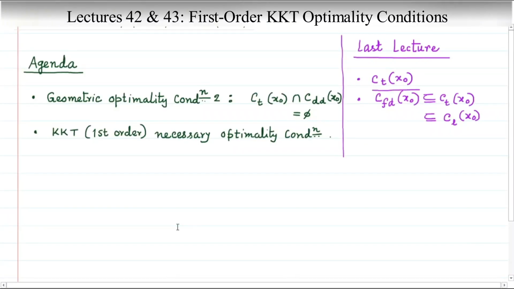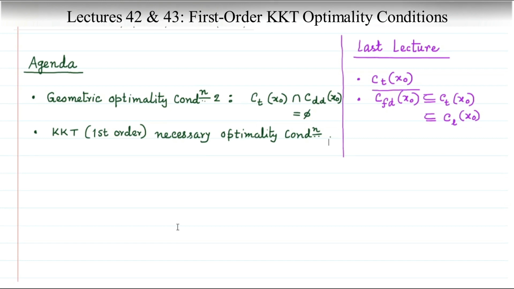In this lecture, we are going to talk about one of the most used optimality conditions, that is the Karush-Kuhn-Tucker optimality condition for constraint optimization problems. I welcome you to this most important lecture of the entire course, the KKT necessary optimality conditions.